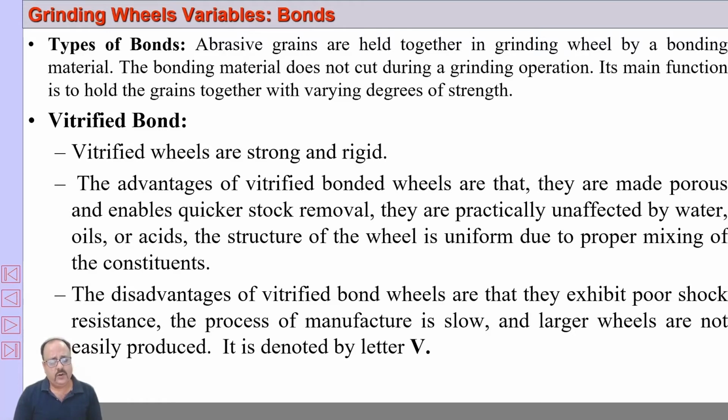and it is very difficult to make a large wheel using vitrified bond. However, vitrified bond is the most general purpose bond used as a bonding material in grinding wheel manufacturing, and it is not susceptible to oils, acids or water. It can perform its work even in the presence of water, oils, or acids. But it has a disadvantage: it exhibits poor shock resistance properties. Vitrified bond is denoted by letter V.